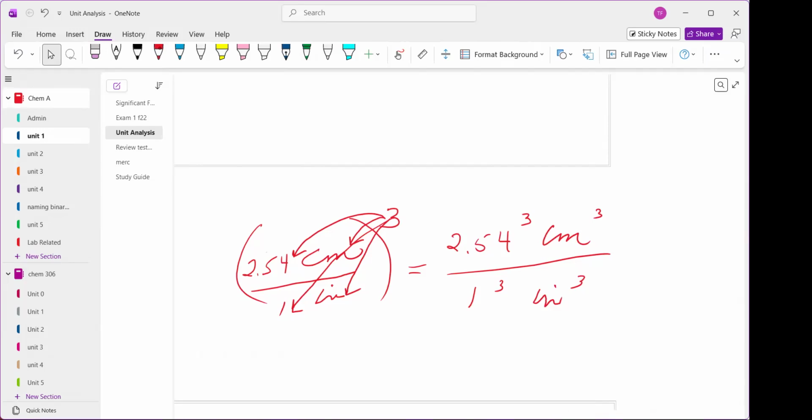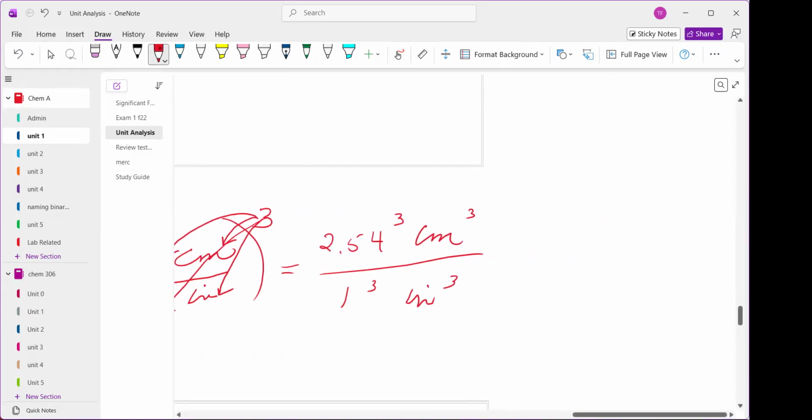Yeah. 1 cube and 1 inch cubed, is that what it says? Okay. Yeah. So basically we're cubing everything in there inside parentheses. So let's do the 2.54 cubed.